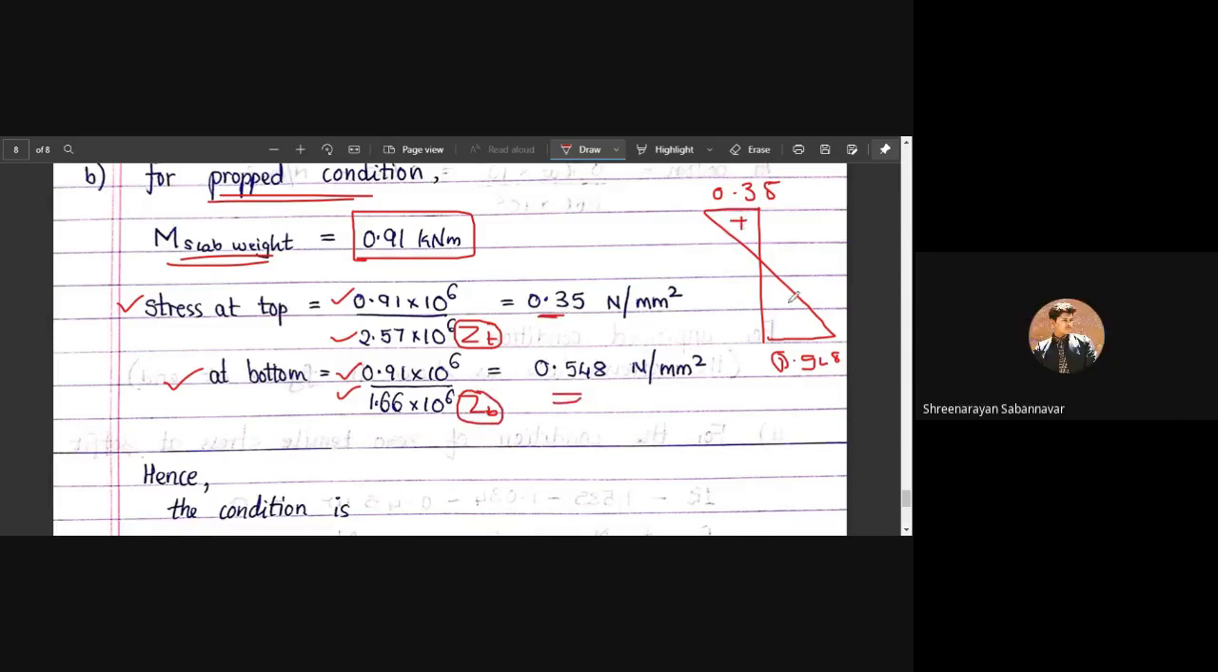Sir, while solving in an exam, we have this value 0.548. We cannot round it to 0.55, right? No, don't round it off, okay? Because the values will be very nearby: 0.53, 0.51, and 0.54. So don't round it off. Use 3 decimal places. You need the exact values in the exam. Yes. Okay, sir.